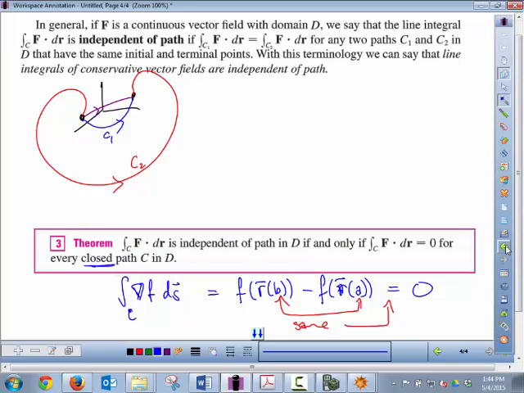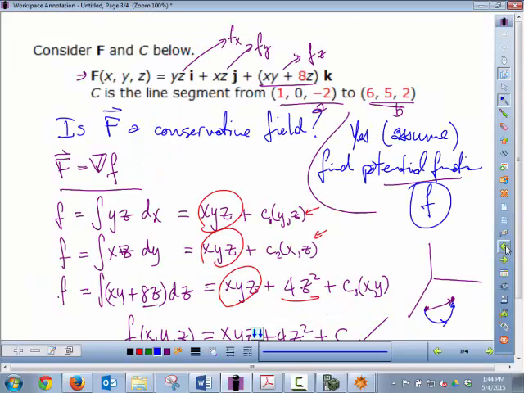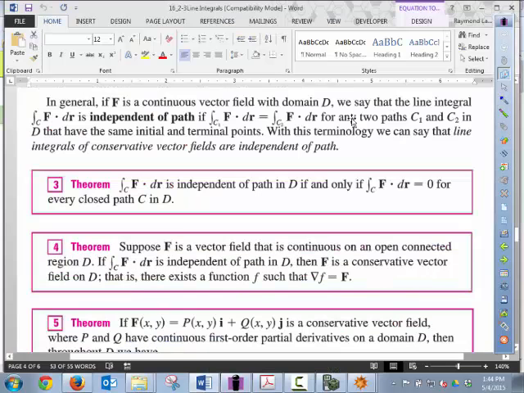I wonder if we can just all say it at once. What else is there to say? Vector field, then F is conservative, then there exists a potential. Oh, we already know that.